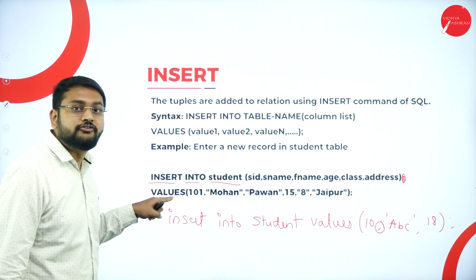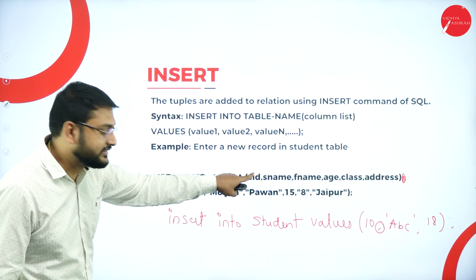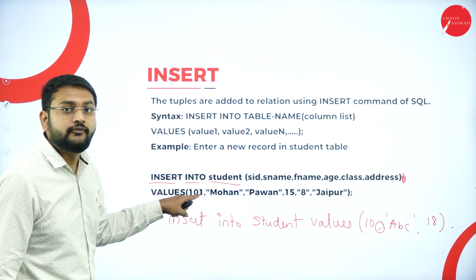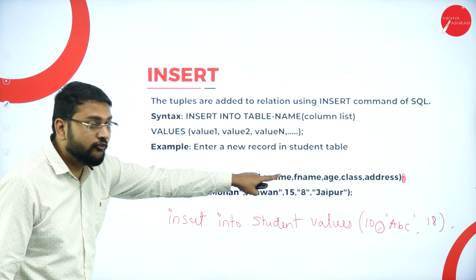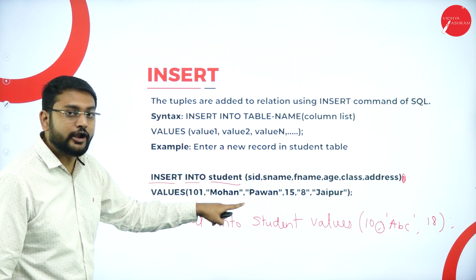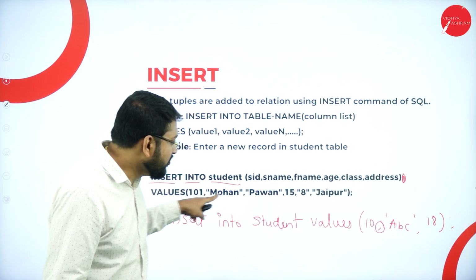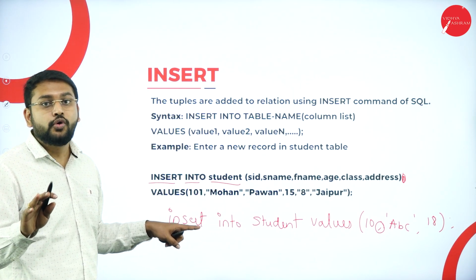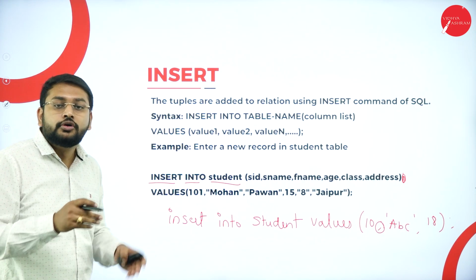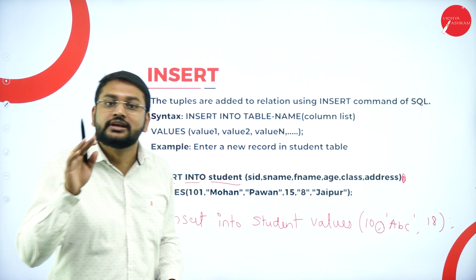Then after that, you will have values. Again, you will open the parenthesis. First, what you have mentioned, SID, for that you have to mention the value. Second, you have to enter the value for that. Third, you have to enter the value for that. In which order you have specified the column names, in the same order you have to enter the values. So that is what you need to follow when you don't know the different columns or the order of the columns in the table you have created.